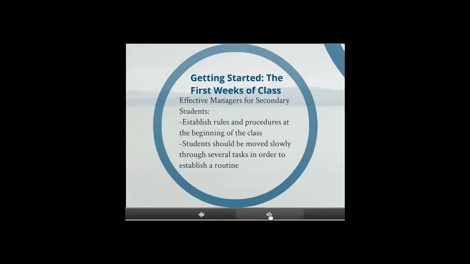Getting started. In the first weeks of class, it is very important to establish the rules and routines at the very beginning. Moving students through several tasks slowly early on in the course helps to establish a routine.